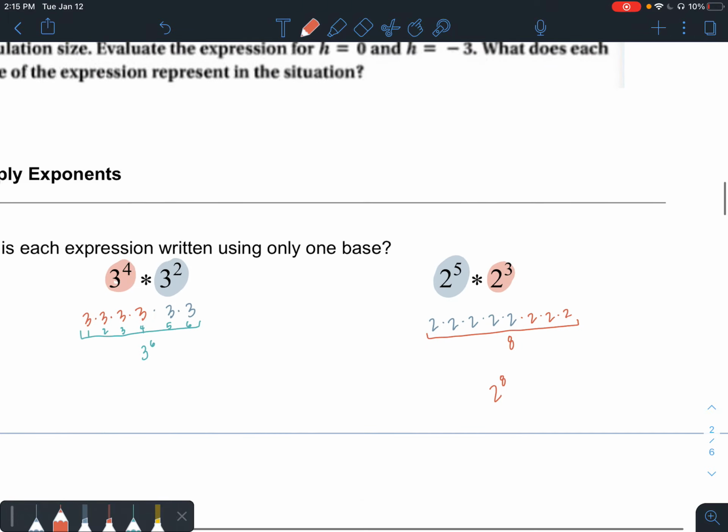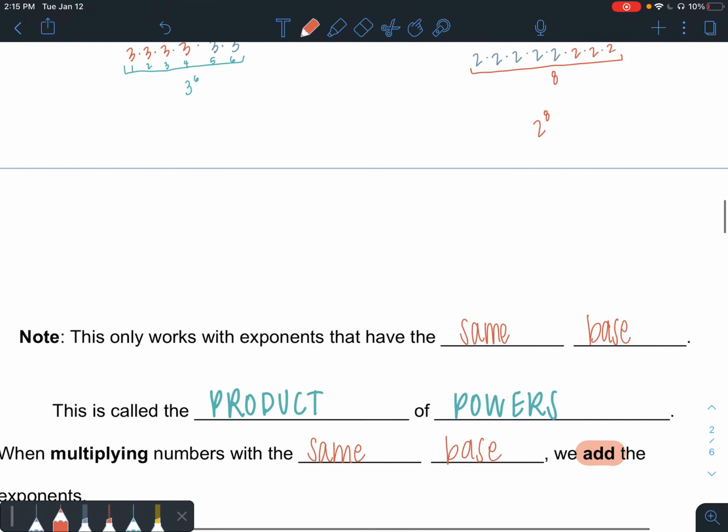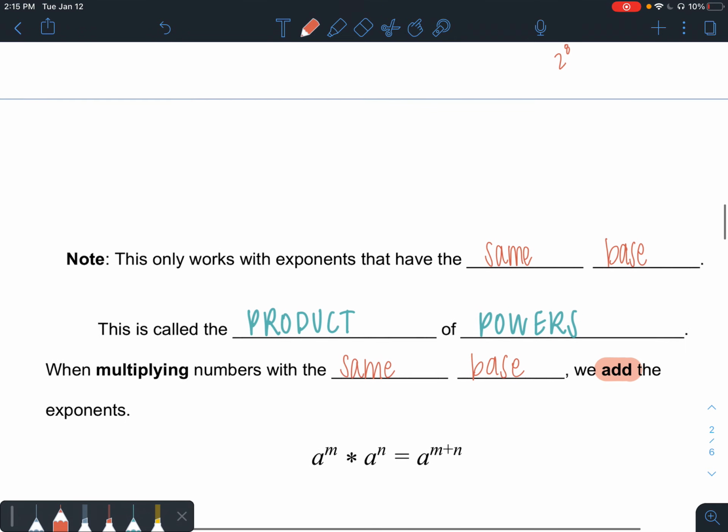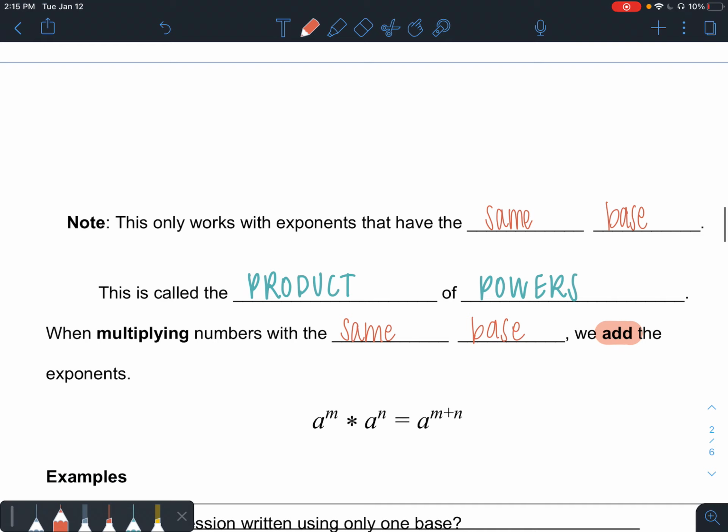All right, we don't want to add our exponents up like that every single time, so here is our note. This only works with exponents that have the same base, and it's called the product of powers. Now, when multiplying numbers with the same base, we are going to add those exponents. So here I have m and n, and to multiply them together, we get m plus n.